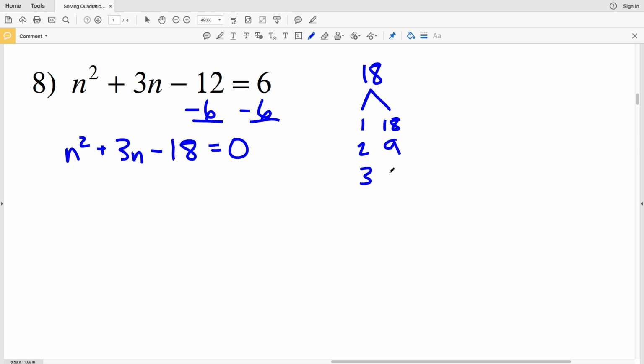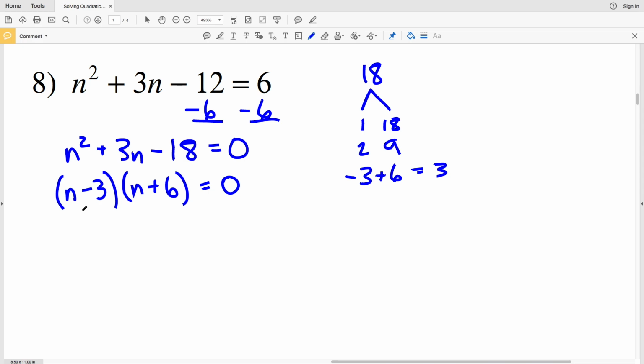And then let's look at 3 and 6. In this case, if the 3 is negative, negative 3 times 6 is a negative 18, and negative 3 plus 6 is a positive 3. So my factors are n minus 3 and n plus 6. So when n minus 3 equals 0, we'll be able to solve this quadratic. And when n plus 6 equals 0, that's another solution to this quadratic.